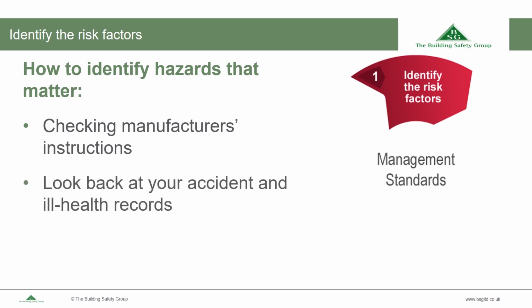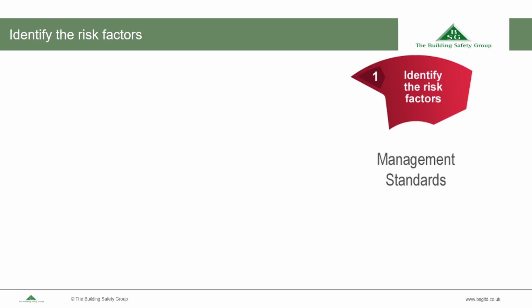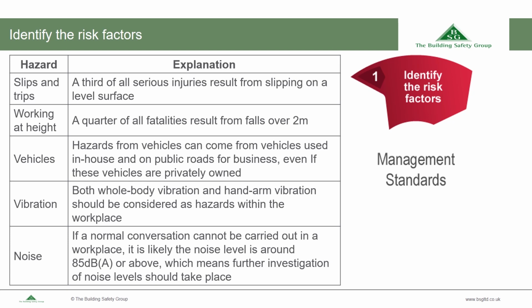Look back at your accident and ill health records, as these can help identify less obvious hazards. Remember to think about the long-term hazards to health, for instance high levels of noise or exposure to harmful substances. An example of typical hazards on a construction site include slips and trips. 1/3 of all serious injuries result from slipping on a level surface. Working at height. 1/4 of all fatalities result from falls over 2 meters.